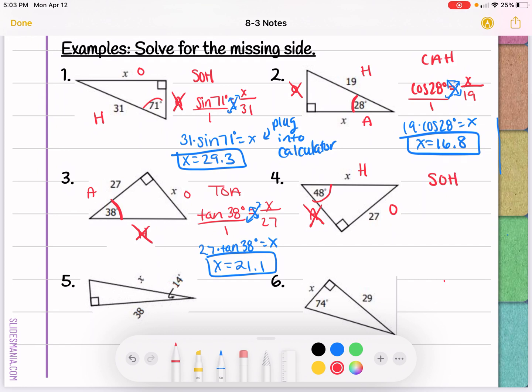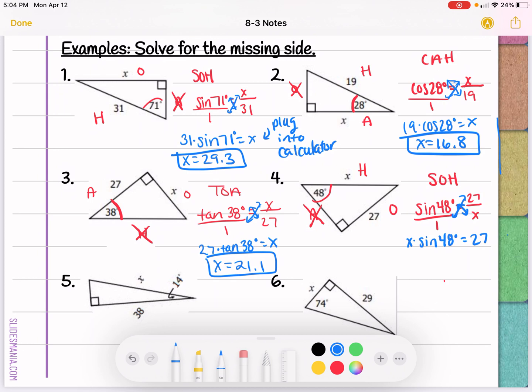So I'm going to set up my trig ratio, sine 48 degrees equals O over H, or 27 over X. And I'm going to do this side over an imaginary 1. This one's different than the other problems because here, when we cross multiply, we're going to get things on both sides. So here I'm going to do X times sine 48. Here 1 times 27 is 27.